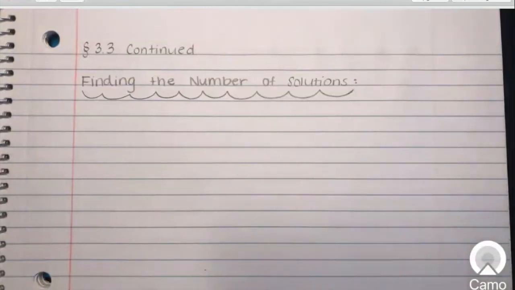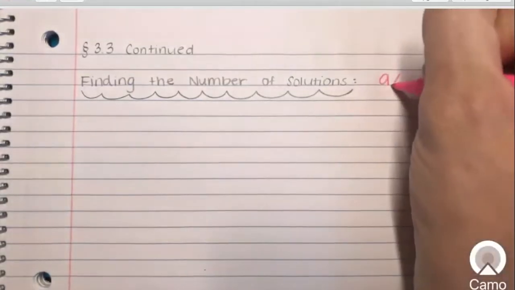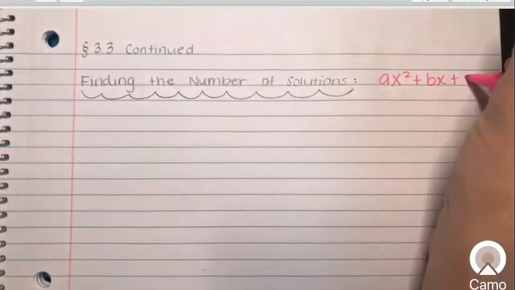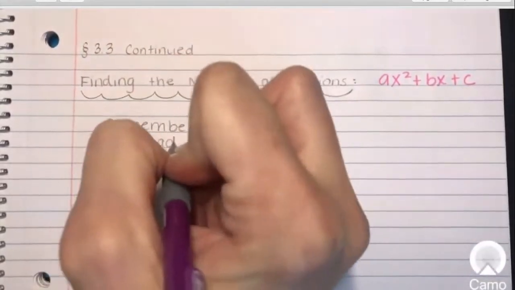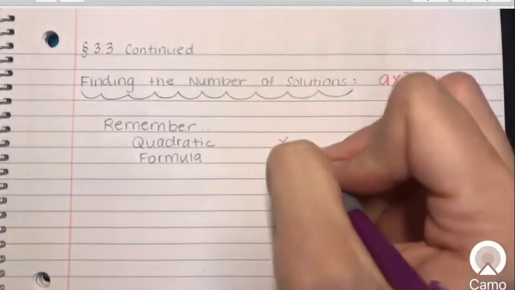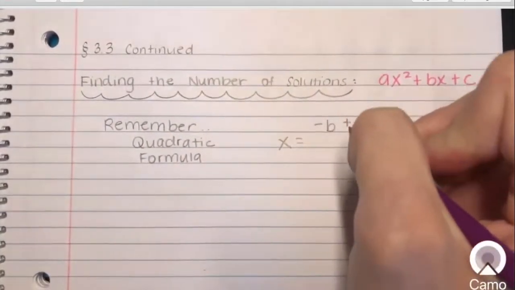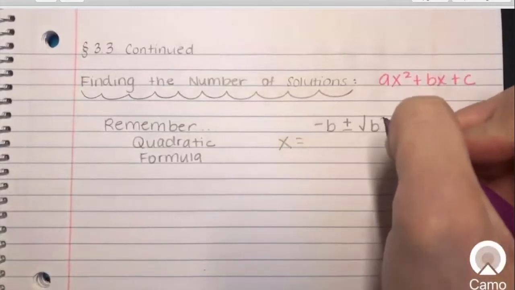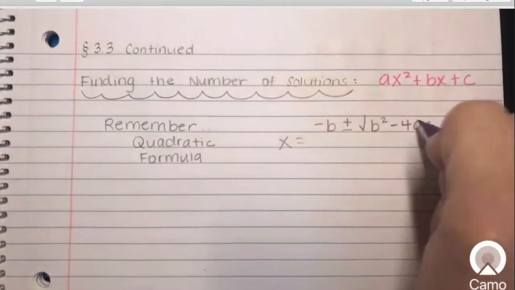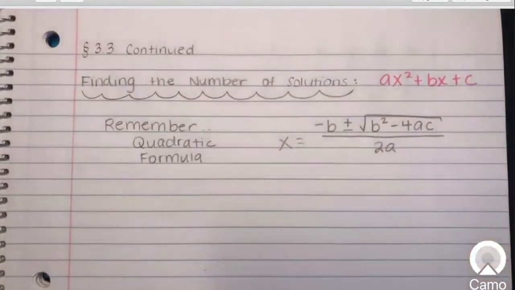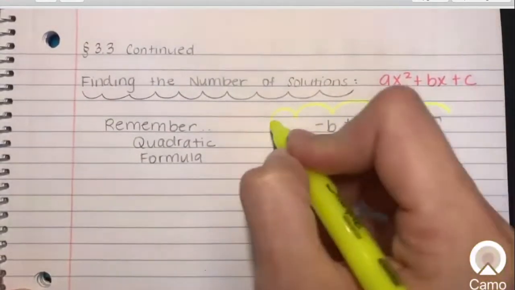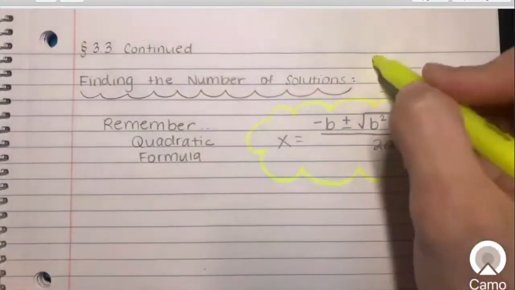This is when we have a quadratic that's written in the form of ax squared plus bx plus c. That's kind of like our standard form for our quadratic. And remember our quadratic formula from Algebra 1. That is x equals negative b plus or minus the square root of b squared minus 4ac all over 2a. So these are two important things that you need to remember for our lesson today. We're going to be using both of them quite frequently.